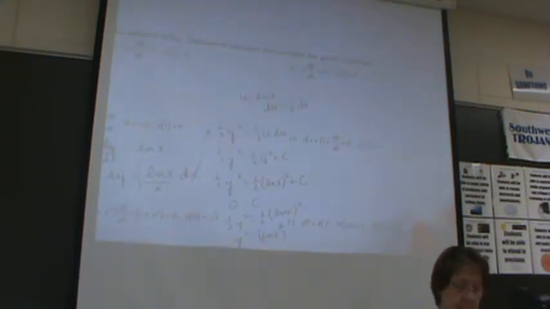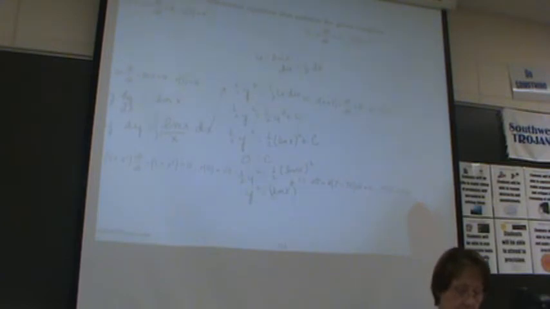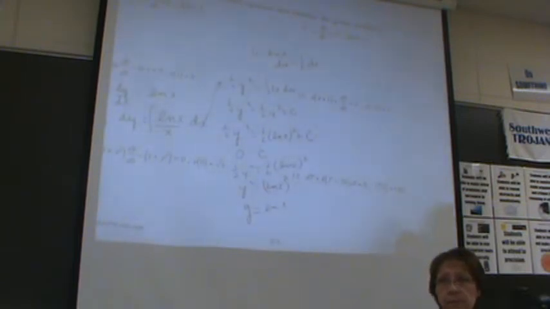Anything else on this page? Couldn't you take the square root of both of them? You could, but you would have to state that y would have to be a positive number. Or would it? Yeah, because the ln's are going to have to be positive anyway, so yes. But think for a second if we could do that. Others that you see?